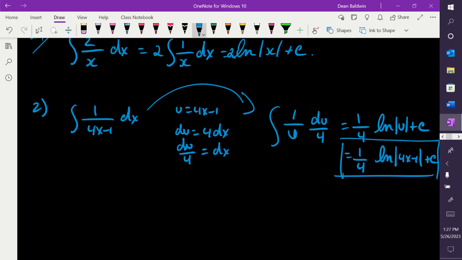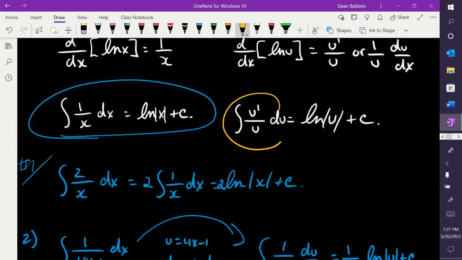Here's a fast way. When you get good at this, this is how you can do this. So see this formula right here? U primed over u. If you have the derivative of the denominator sitting in the numerator, you know it's going to be the natural log of whatever the denominator is. That's what this says, right? Because u prime is the derivative of u. So if it's sitting up there, you can go straight to here.